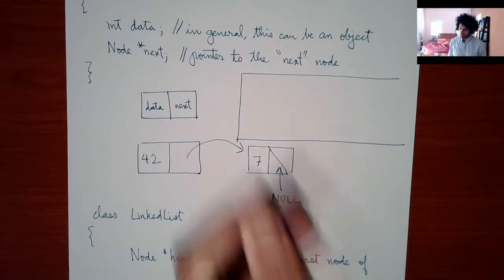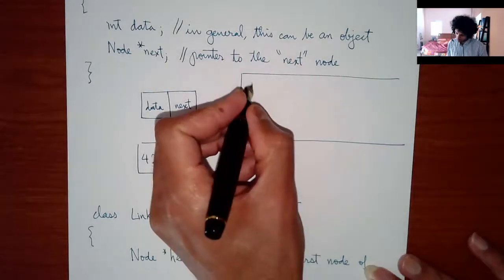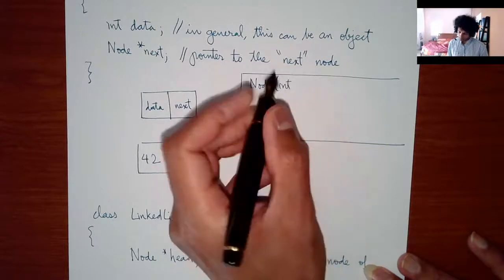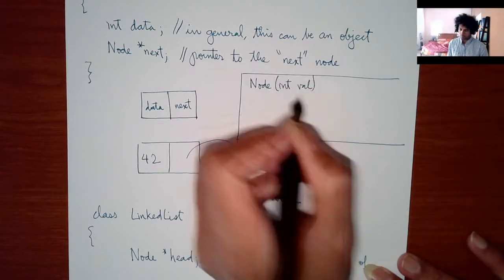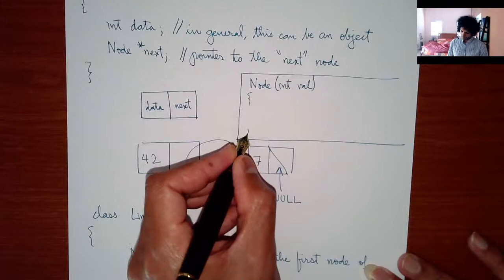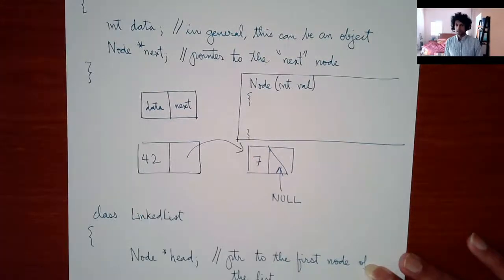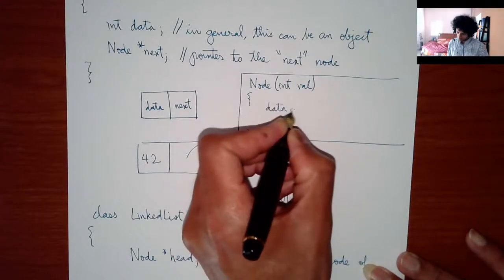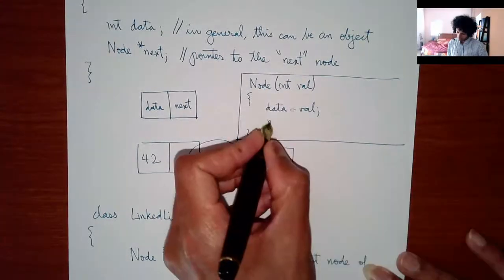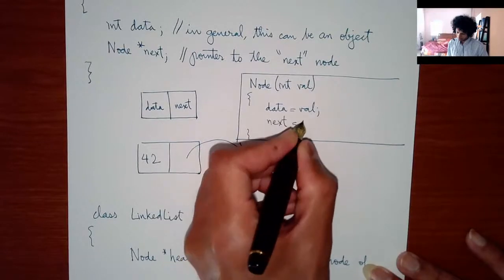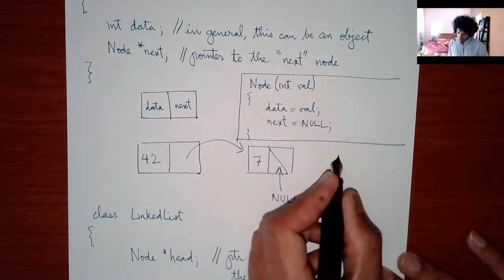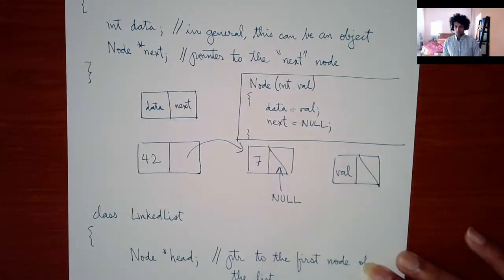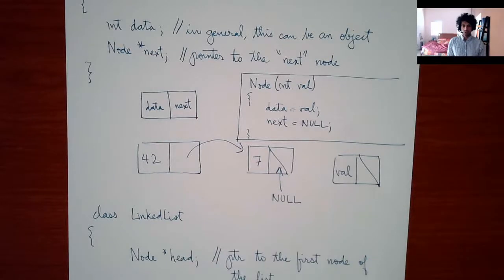So let me maybe just write out what the constructor would be. Let's just say you have your constructor, and you want to insert some value over here. What you would do is, in the constructor, set your data to be val, and set next to be null. That basically creates a node where you have val stored here, and this is null. This is your basic object that you're going to create.